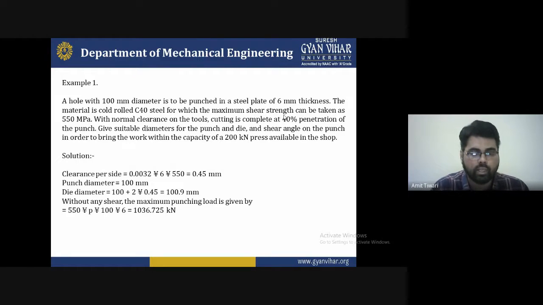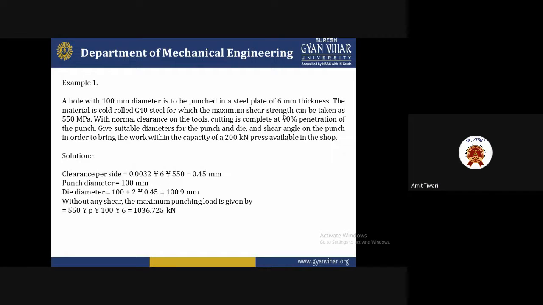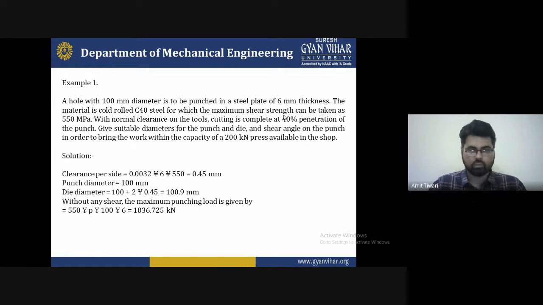So the punch diameter is 100 mm and the die diameter is 100.9 mm. Without any shear, we have to find the maximum punching load, which is π × 100 × 6 × 550. If we calculate the total, 1036.725 kilonewton is the maximum punching load without any shearing of the material.